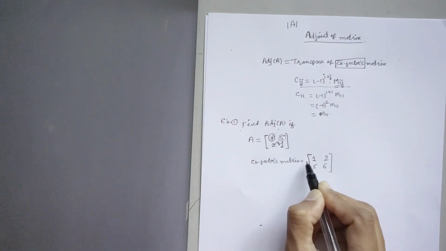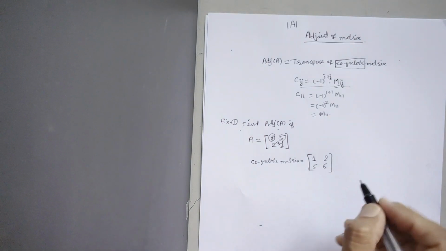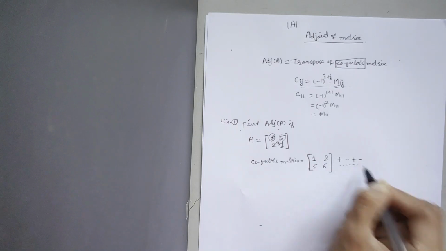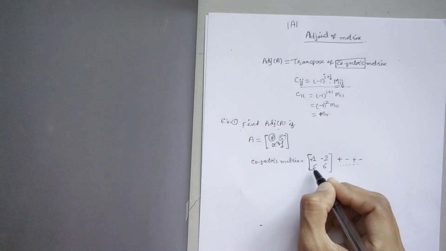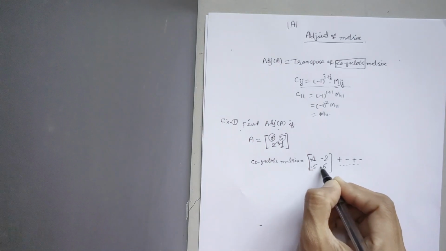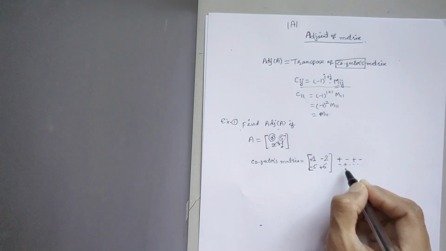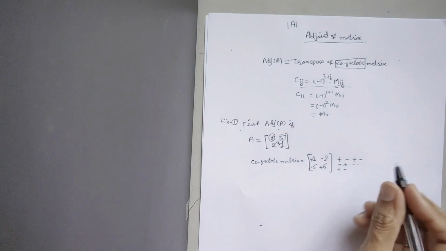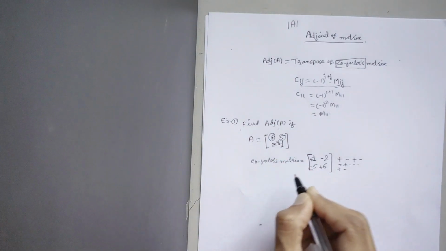Now just change the sign. How are you going to change the sign? You start with a plus sign, then minus, plus, minus, and like that you continue. So here I am writing plus, minus, minus, plus. Like that you are going to change the sign. So this is the cofactor matrix of A, and take its transpose.